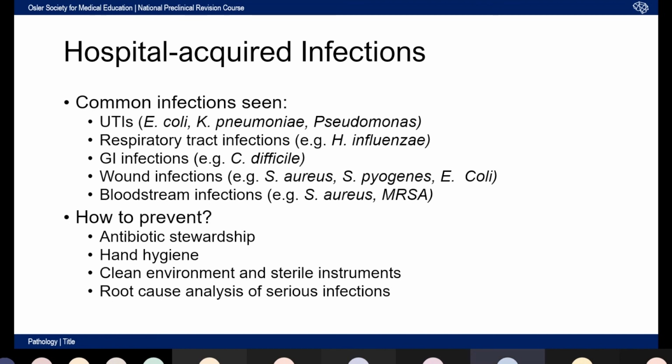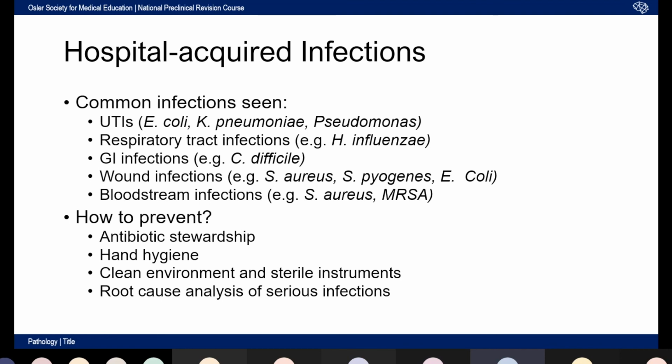And antibiotics are an important factor in hospital-acquired infections, as they can affect the gut microbiota, leading to increased risk of C. difficile infections, which can be a big problem. And high levels of antibiotic resistance can occur, leading to the spread of antibiotic-resistant organisms, such as MRSA, throughout the hospital. So some ways to prevent these occurring are antibiotic stewardship, hand hygiene, and just hygiene in general, so a clean environment using sterile instruments.